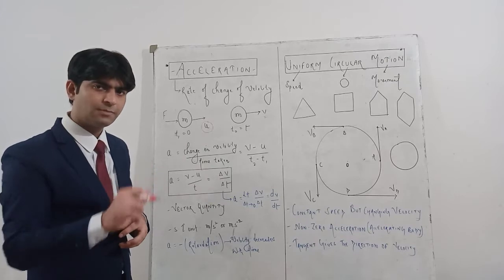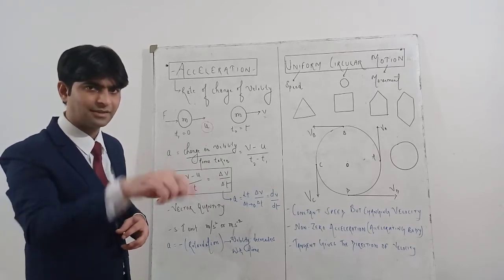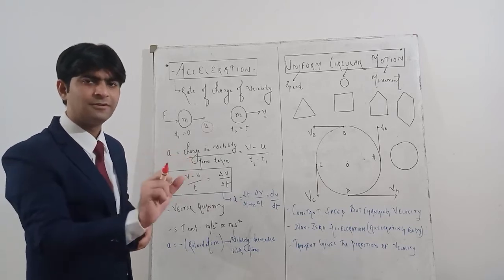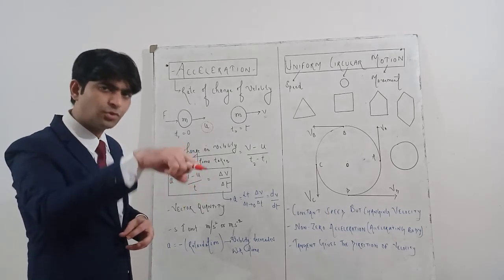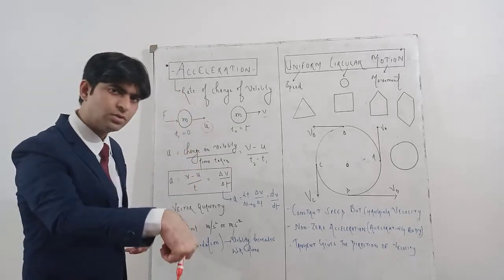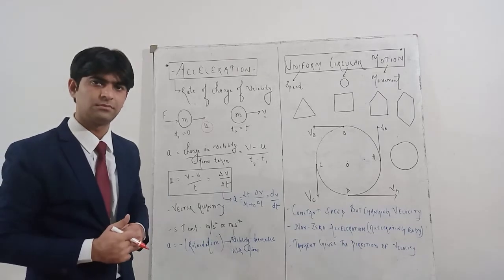आपने देखा होगा मोटर बाइक में, you have seen in the motor bike we call it as accelerator. The right handle we call it as accelerator. Why is it called accelerator? Because it changes the velocity of a body. If you roll it up, the velocity will increase. If you roll it down, the velocity will decrease, and that's why it is called accelerator.